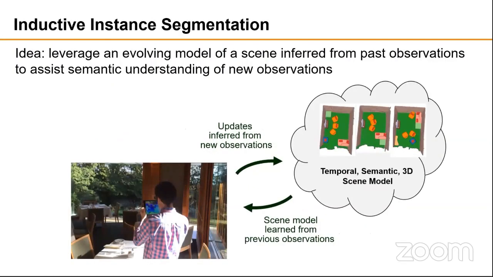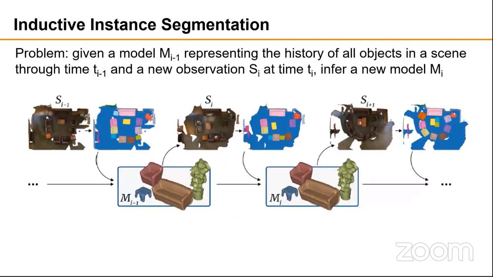However, in many cases, it's common for an RGBD sensor to revisit the same space multiple times. It seems helpful to use inferences made in previous visits to help ones that are being made now. For example, there's no reason that a home robot that gets powered up every morning should forget what it saw the previous day and start from scratch at understanding its environment. Rather, it should keep a persistent model and use it to make new inferences. We call this problem inductive instance segmentation.